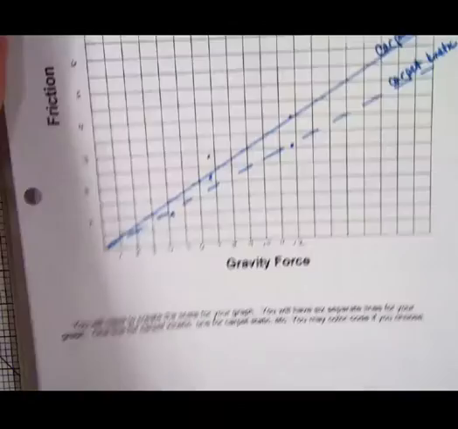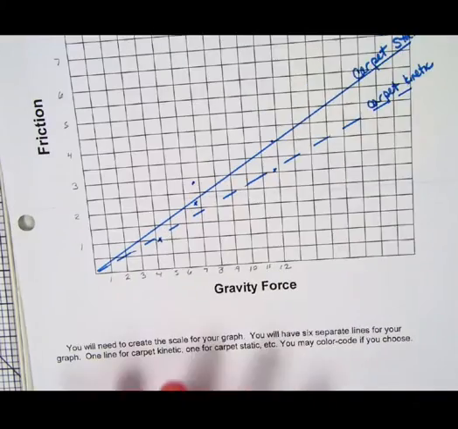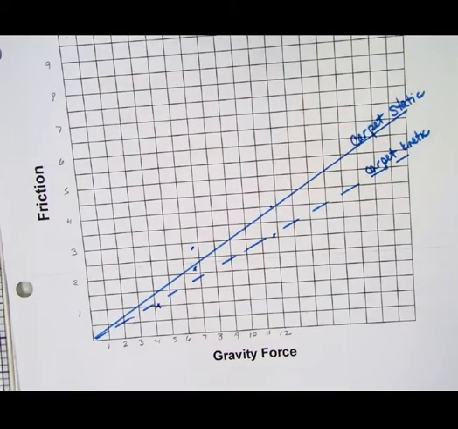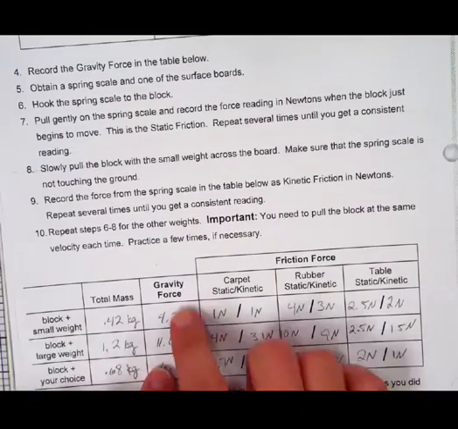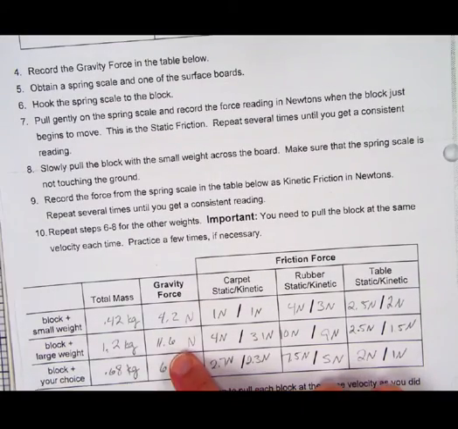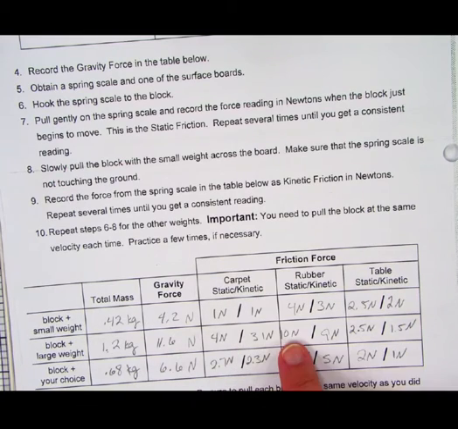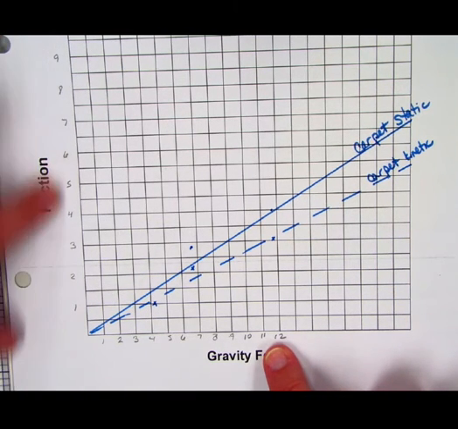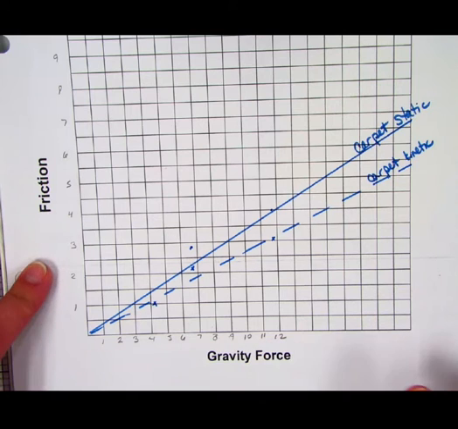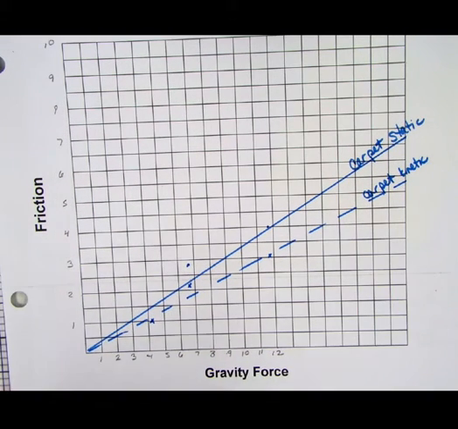So what you need to do is look at your data to set your scales. Looking at my data here, my biggest gravitational force is 11.6, and my largest friction is 10. So I need to set a scale for gravity that gets me up to 11, and I need to set a scale that gets my friction up to 10. So I have done that.